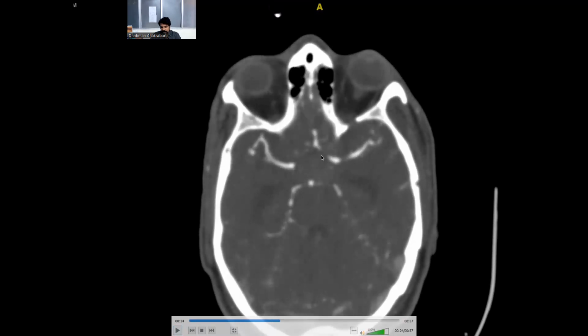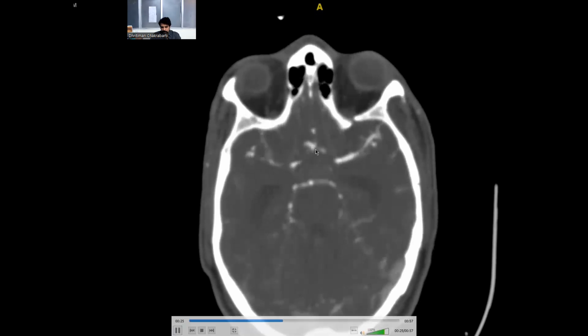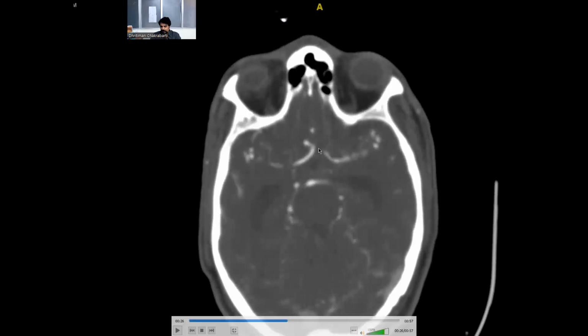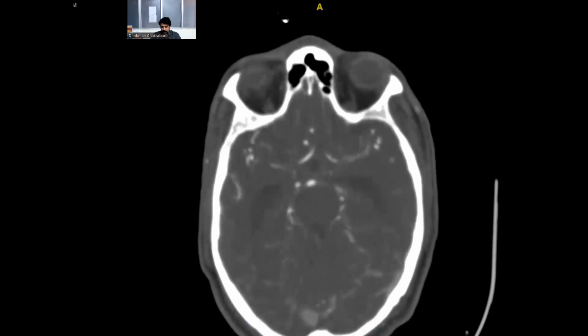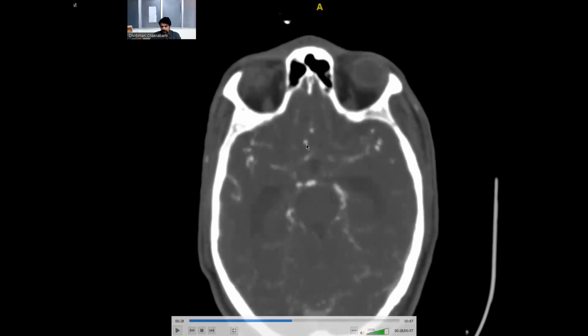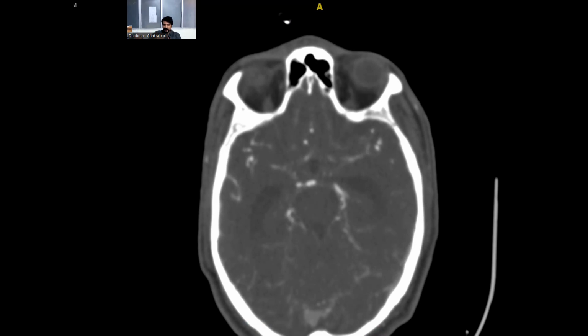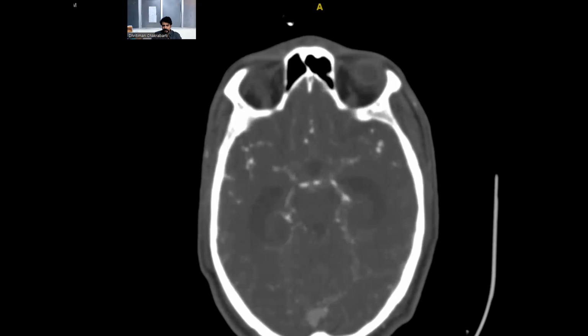Okay, so this is the ACA of this side. You are able to see the ACOM there. So these are the two ACAs finally. You will watch them go anteriorly as we go up, and then they will start coming posteriorly. They go anteriorly until the genu of the corpus callosum, and then they come posteriorly over the corpus callosum.